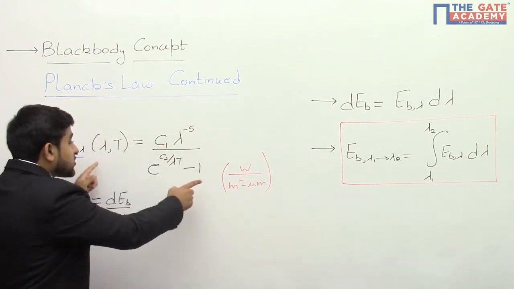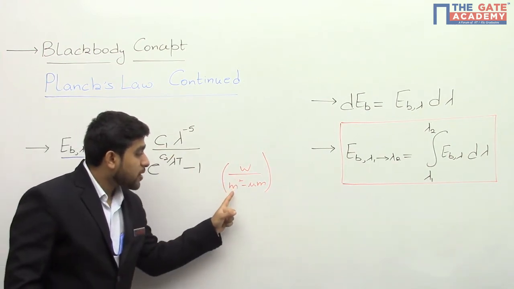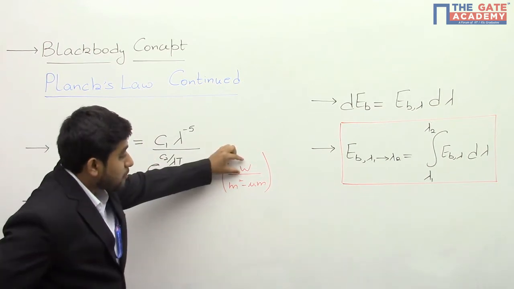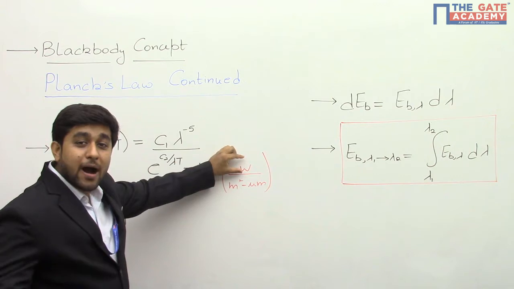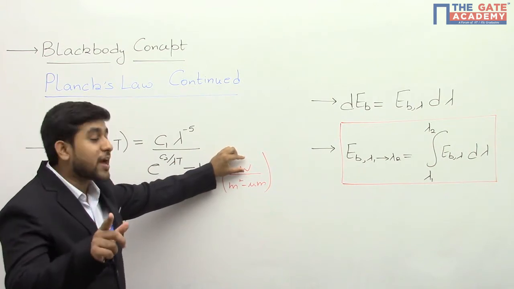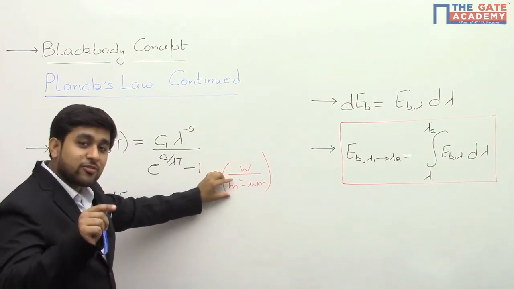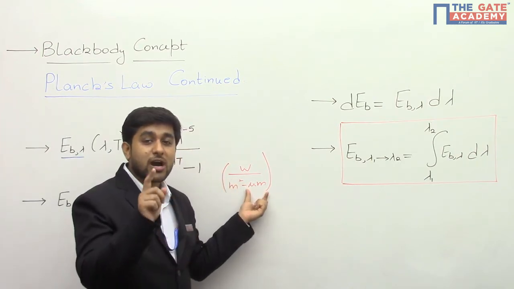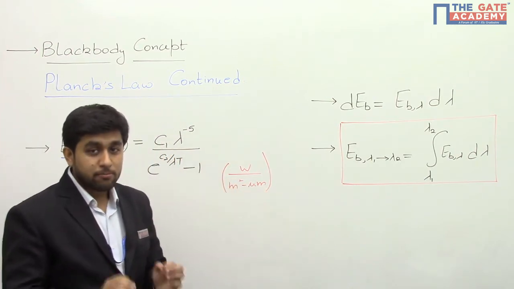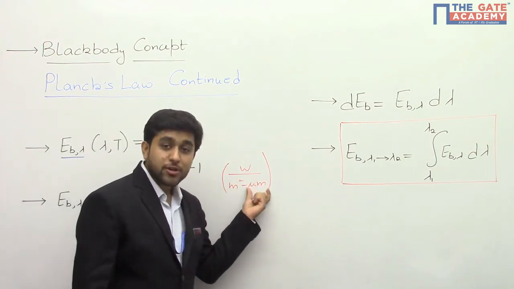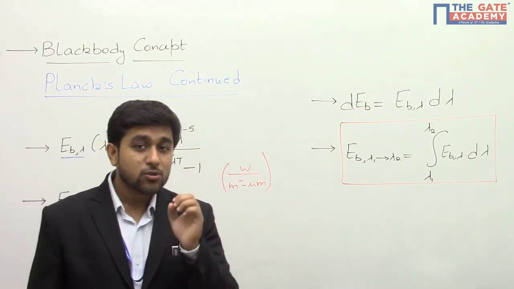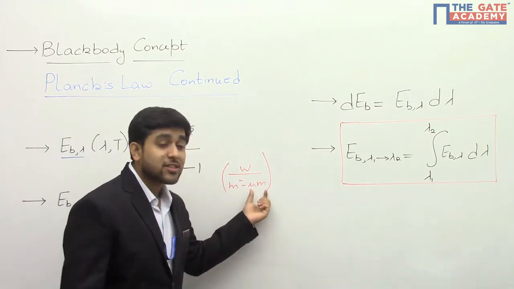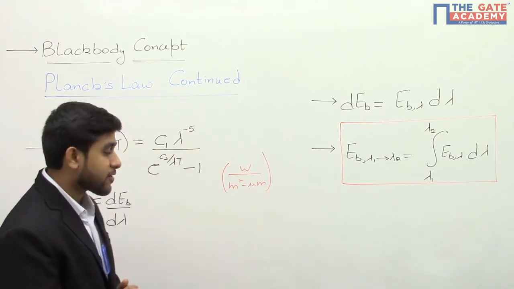Now this term has units watt per meter square per micrometer. Why? Because this is the amount of energy emitted by a black body per unit time, per unit area of its surface, and per unit wavelength range around wavelength lambda. Please note that in this unit, micrometer does not denote the value of a particular wavelength, but it denotes a wavelength range. This is what we have to understand, right?